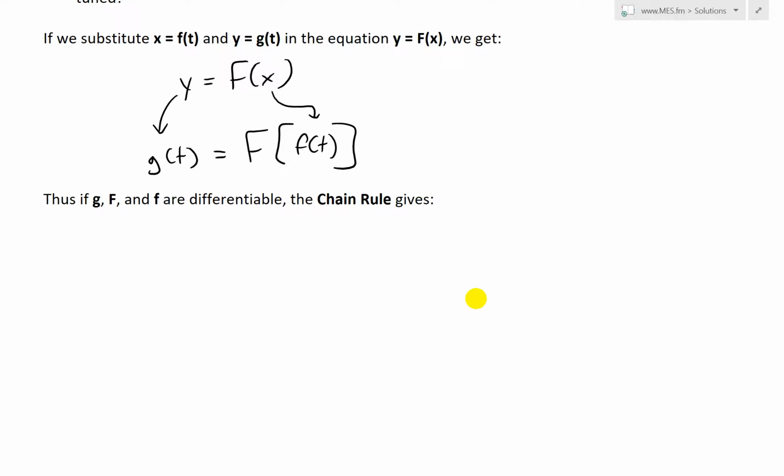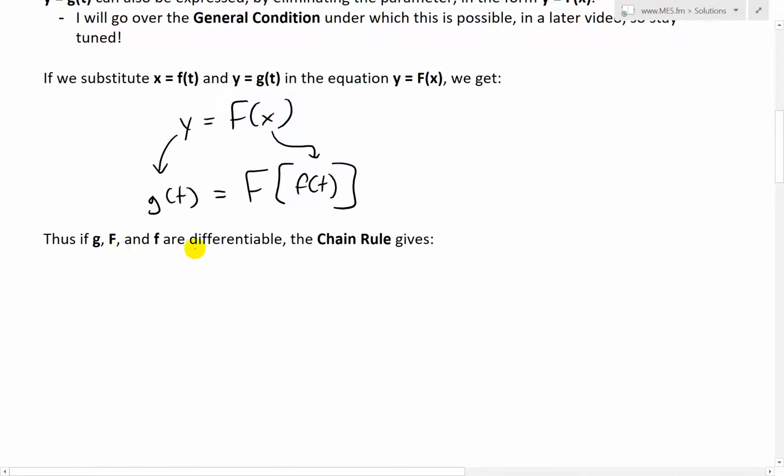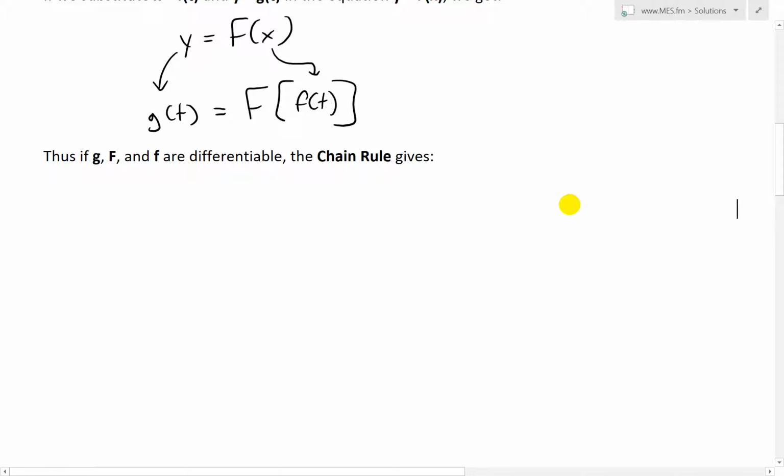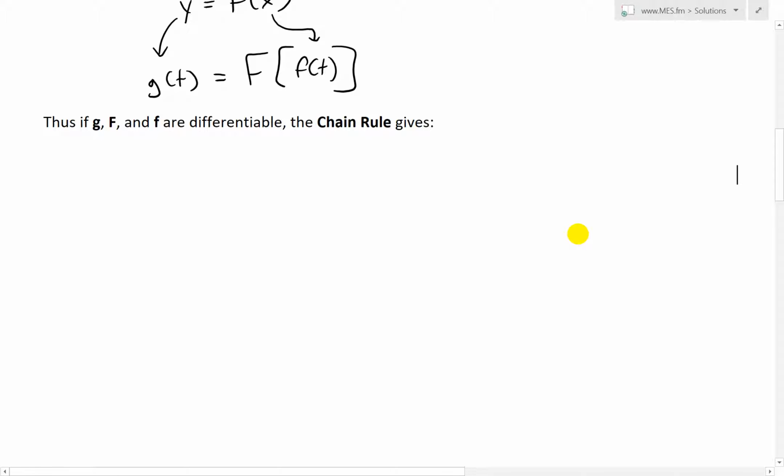So now if g, capital F, and f are all differentiable, meaning you could take the derivatives of them, then the chain rule for derivatives applies. I'll put the proof of this in my video description box, so check that for the proof.